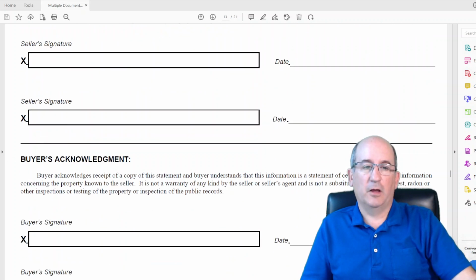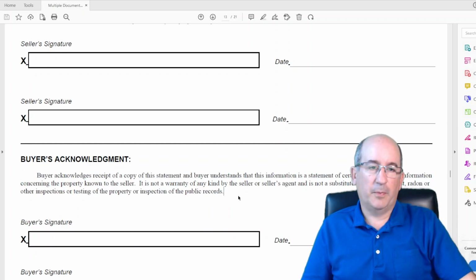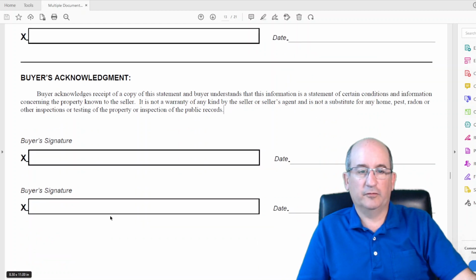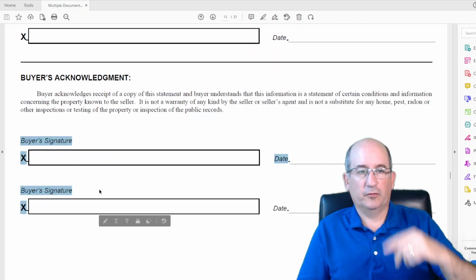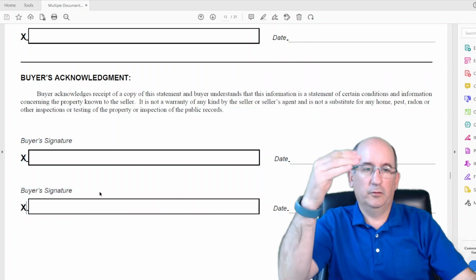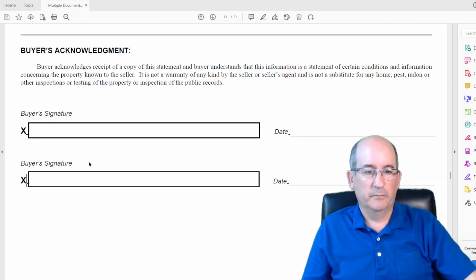So the buyer's acknowledgement, well, when do you have to sign that? If you bring an offer on the property, then you need to have your buyers sign this disclosure right here, right? Acknowledging the disclosure made by the sellers in this document. That's how it's done. You disclose and we acknowledge your disclosure.